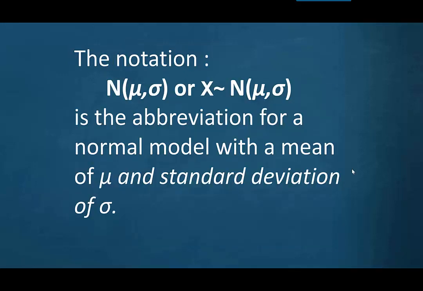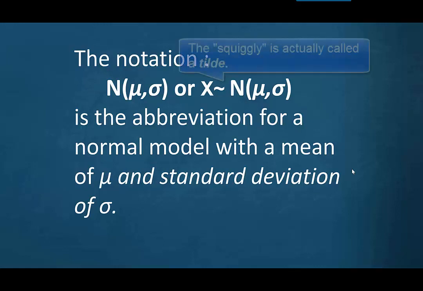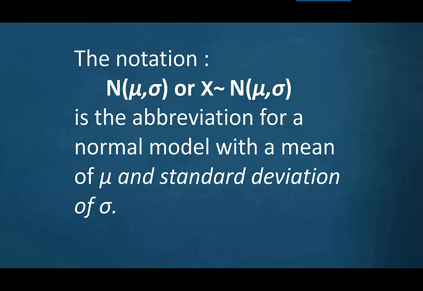A quick note on notation. The notation N(mu, sigma), or X tilde N(mu, sigma), is the abbreviation for the normal model with a mean of mu and standard deviation of sigma. Just remember that when we are asked to work these problems, this notation may appear. We're next going to look at the standard normal distribution and then look at some applications of the normal distribution.